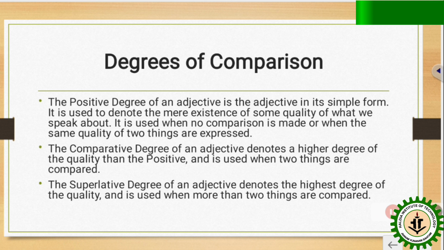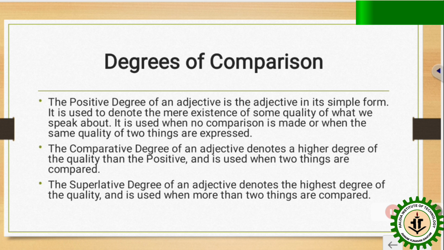We know that adjectives have 3 degrees of existence. The first one is positive degree of existence, say for example, I'm as good as he is. Then you have the comparative degree of existence, where 2 things are compared, 2 human beings are compared, like I am shorter than him. And finally we have the superlative degree of existence, that is the highest degree of the quality, and we use it when more than 2 things are compared.